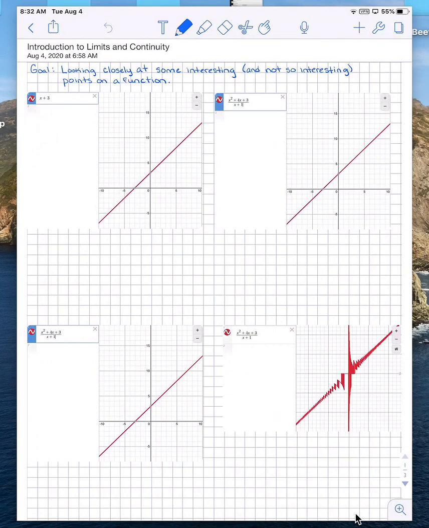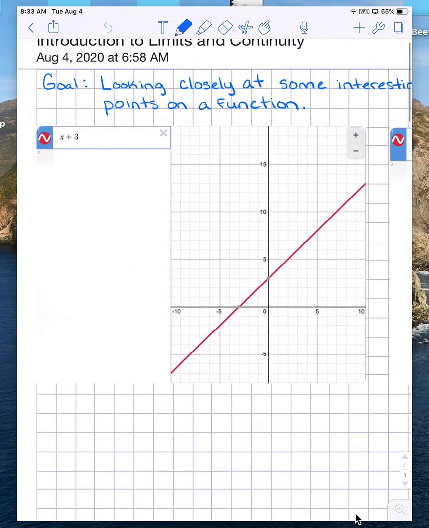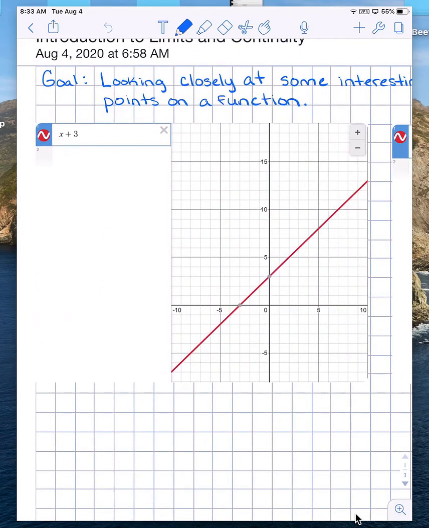We're going to talk about continuity. So let's look at this very first function. The very first function is the line y equals x plus 3. That's just a linear function. You're used to a linear function.